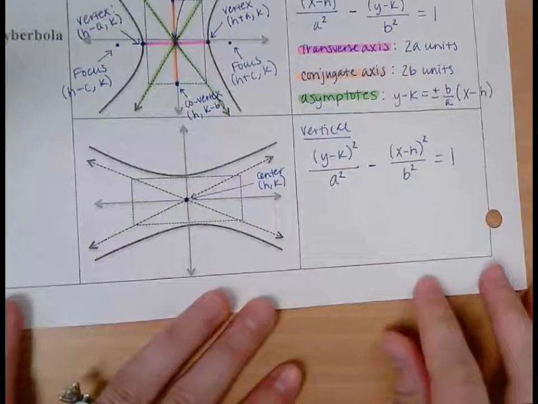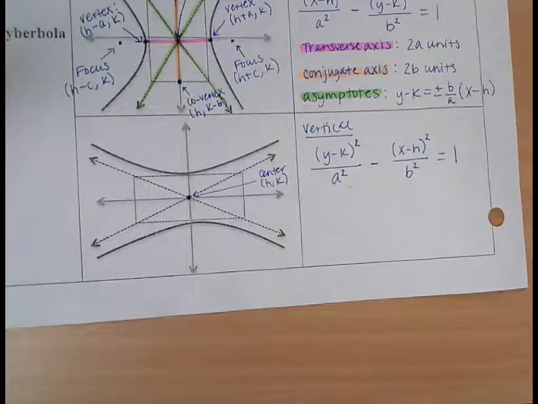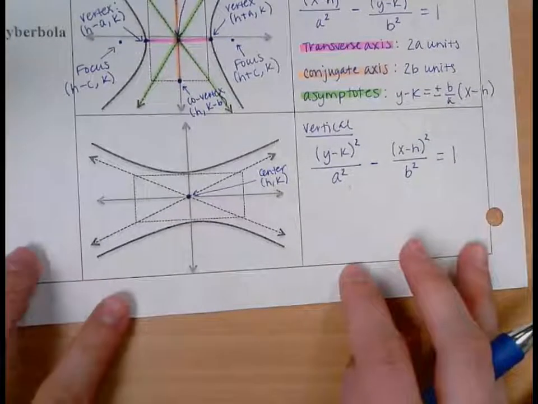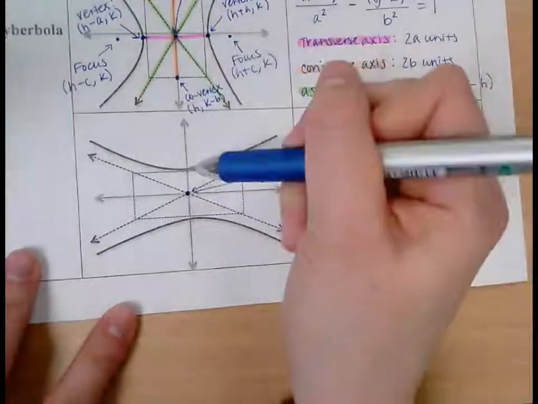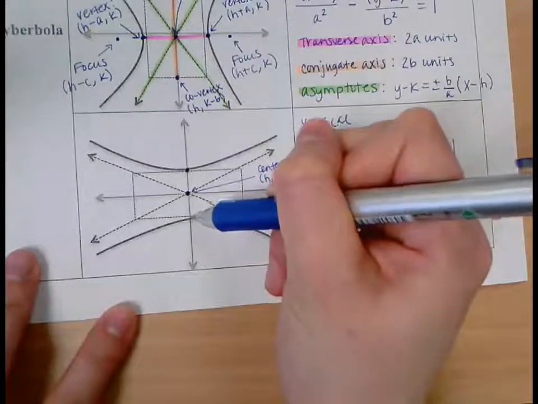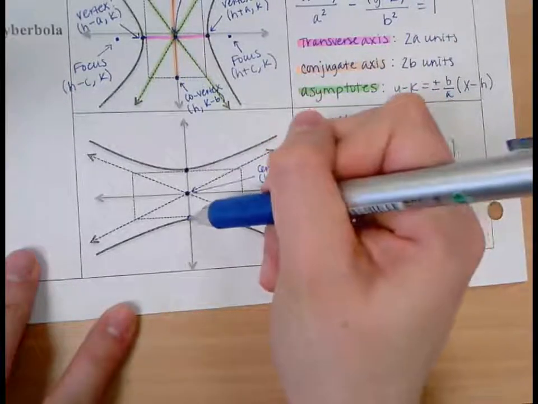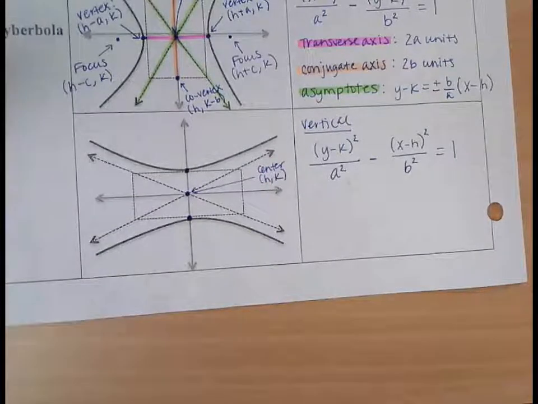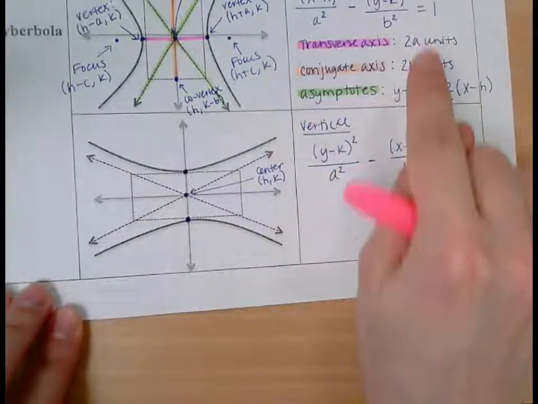The center is at (h, k). And I'm going to, again, draw in my vertices. They're in line with the center. So now they're up and down from the center. And the length of the transverse axis, this is also the same for both.